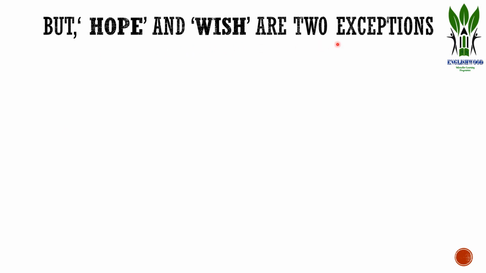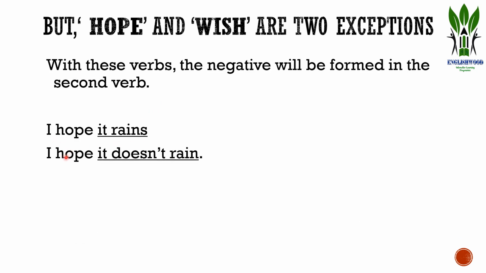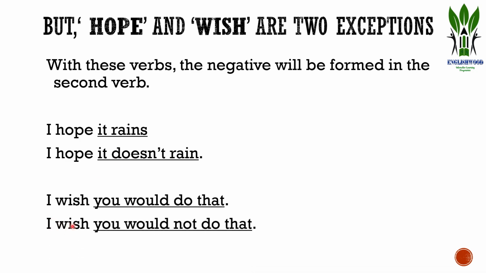But hope and wish are two exceptions. For example, what we say is, I hope it rains. We don't say, I don't hope, okay? We say, I hope it doesn't rain. And you have to change the second clause, okay? So, it rains, it doesn't rain. Then I wish you would do that. Then I wish you would not do that. We don't say I don't wish, I don't hope. Okay, we never say I don't hope. We say I don't suppose, I don't believe, but we say I hope it doesn't, I wish you would not do that. Remember with hope and wish.